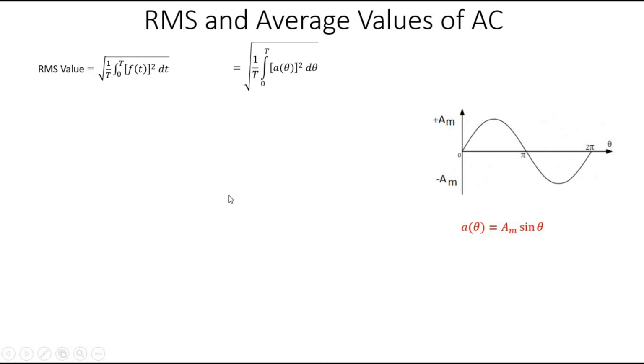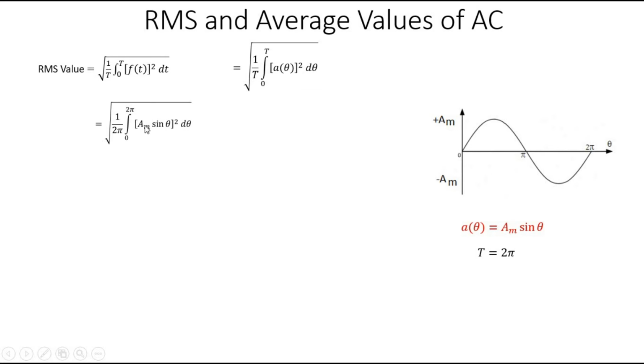So we can write RMS value as root of 1 by T integral 0 to T of A(theta) square d theta. Here the function is with respect to theta, so we have to integrate with respect to theta. Then we can substitute T. T is the time period. So the time period is 2 pi radian. So T is 2 pi. A(theta) is Am sin theta. So we can write root of 1 by 2 pi integral 0 to 2 pi of (Am sin theta) square d theta.